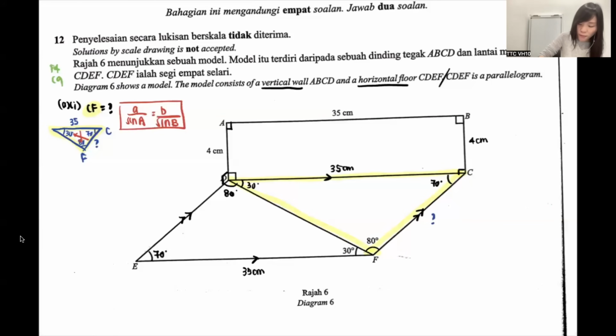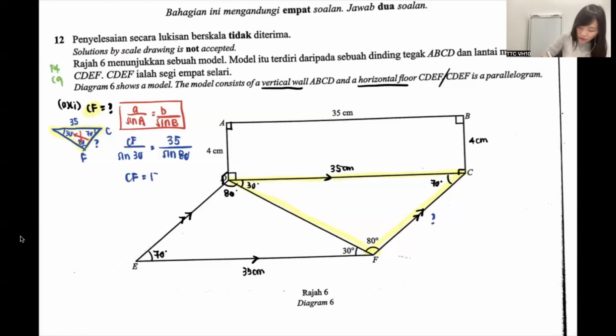Now this is the sine rule formula. All you need to do is sub inside. So now I want to find CF. CF opposite is 30 degree. Another one is 35 cm, opposite 80 degree. So CF's answer will be 35 divided by sine 80 times sine 30. Okay, 35 divided by sine 80 times sine 30.